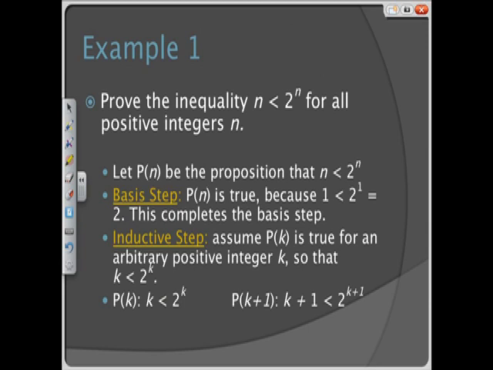So, moving on to our first example, we wish to show that this inequality, n is less than 2 to the n, for all positive integers n, is true. So, n is less than 2 to the n we'll call our P of n, or statement we wish to prove. And our basis step says that we're trying to prove the initial P of n is true. And since 1 is the least positive integer, we wish to show that P of 1 is true. And it is because 1 is less than 2 to the 1, or 2. And so this completes our basis step.